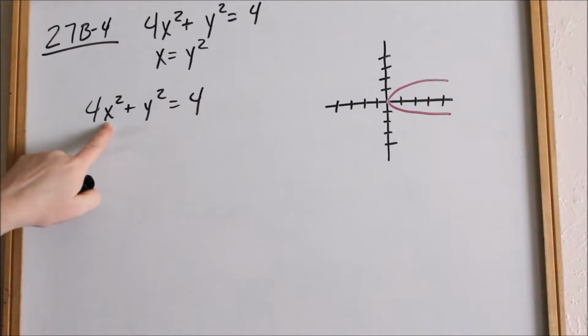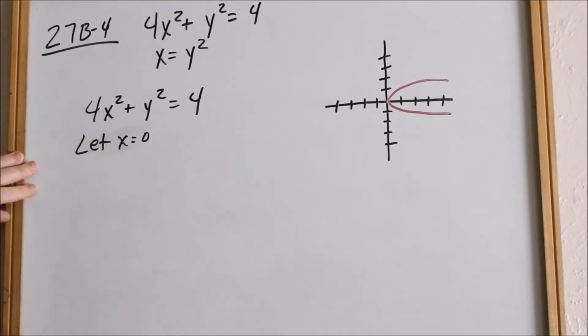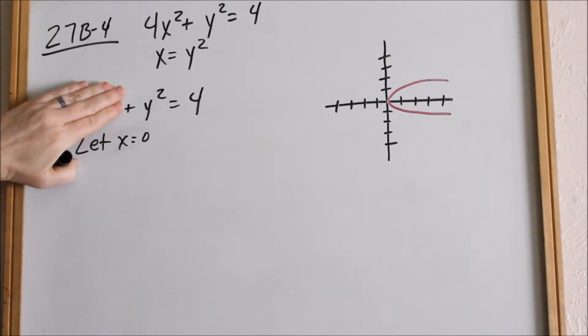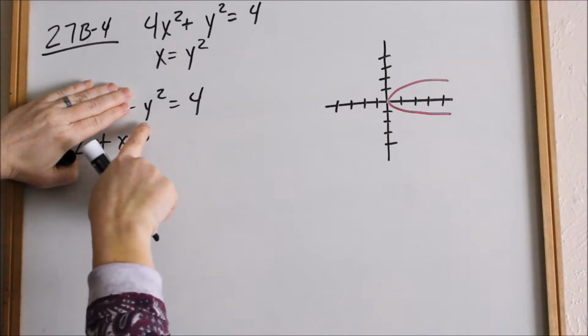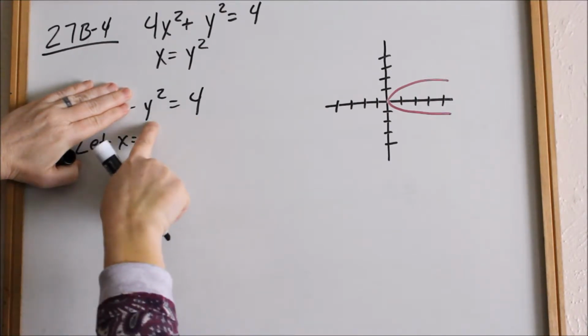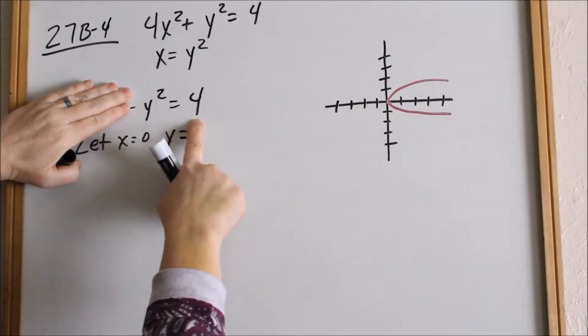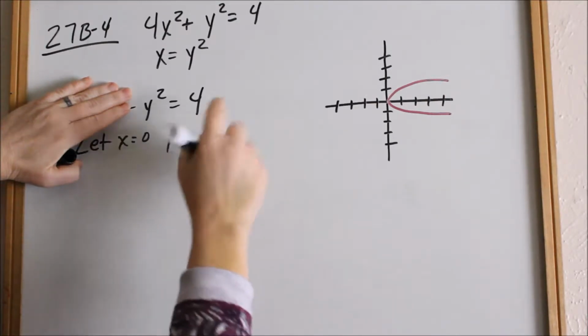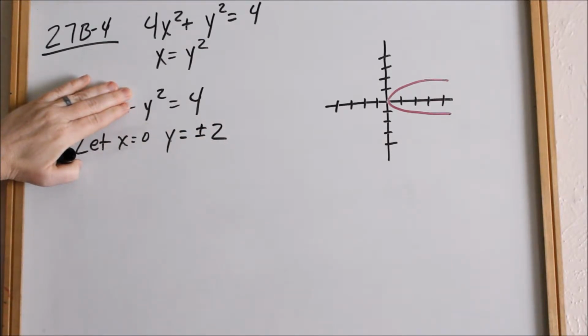We let each one of these equal 0. So we let x equals 0. When you let x equals 0, the only thing you have left is y squared equals 4. How do you solve that? You take the square root of both sides. Square root of both sides means y equals square root of this, 2. And then what do you put in front of your radical? Plus or minus. Okay, so plus or minus 2.